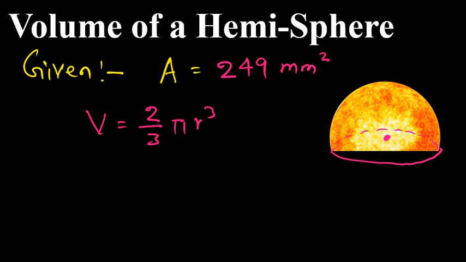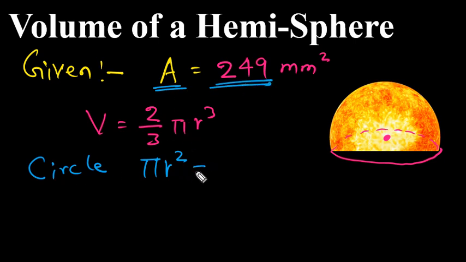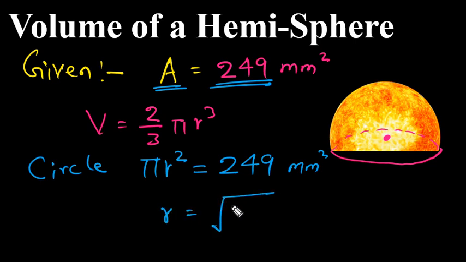First of all, you will have to find the radius, and to do that you need to know the area of circle. So the area of circle is pi r square, because great circle area is given 249. So the circle area formula is pi r square, and this is equal to 249 millimeter square. Now to find r, r is equal to square root of 249 divided by pi millimeter. Solve this and you will get your radius.